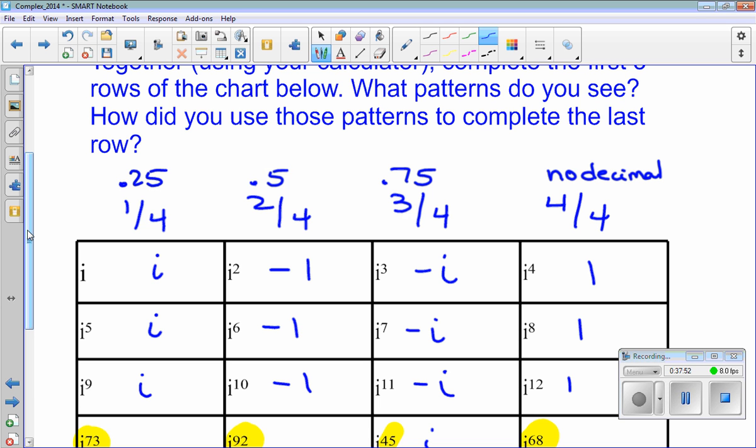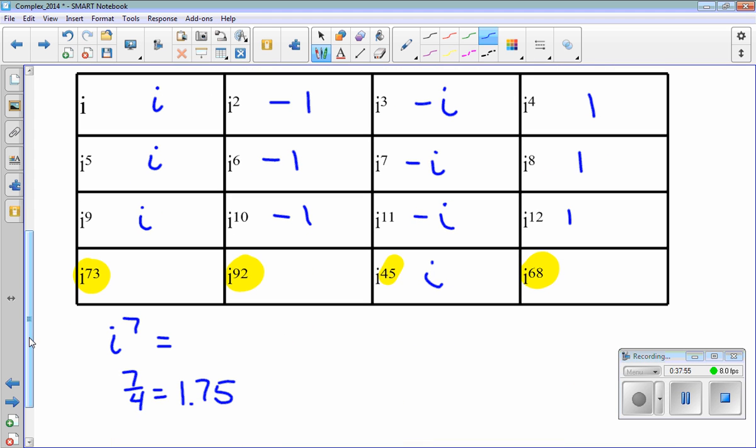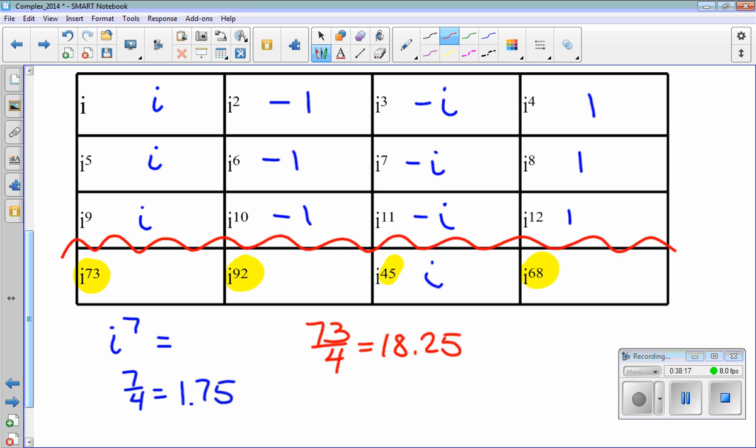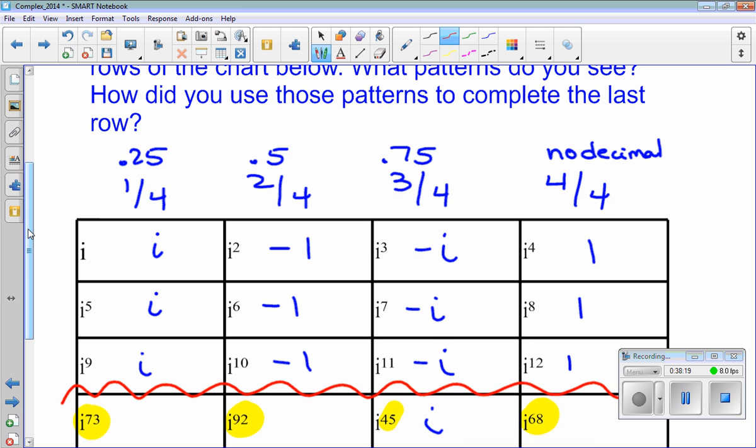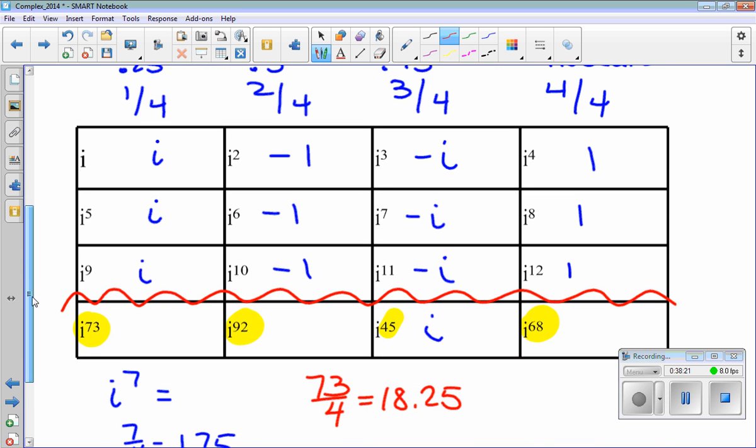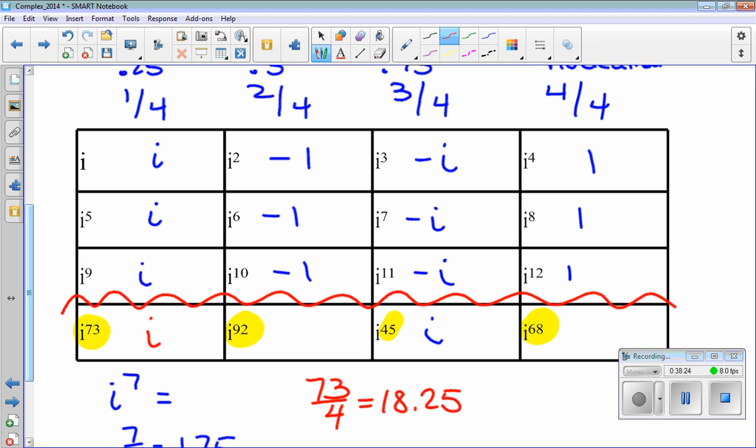It's not a coincidence. Now these last numbers aren't in the right columns, okay? So just kind of treat this. These are not in the right columns, they're not in the right order. So we have to do, what's 73 divided by 4? 18 point what? 25. So 0.25 is in the first column, which means the answer should be i. Good. Done.